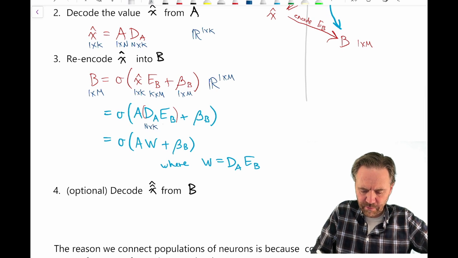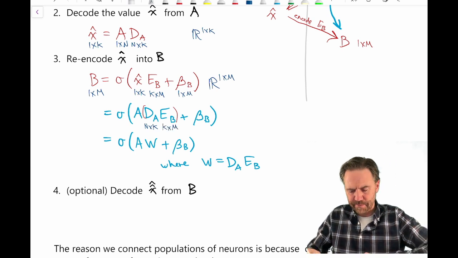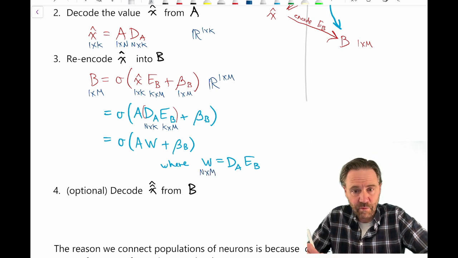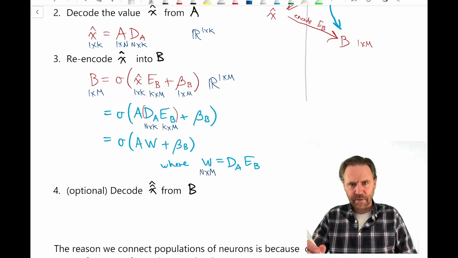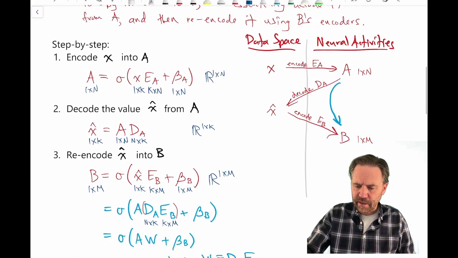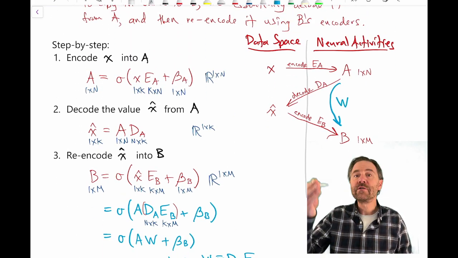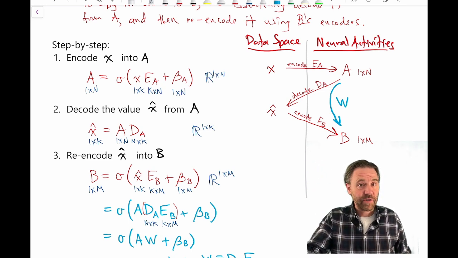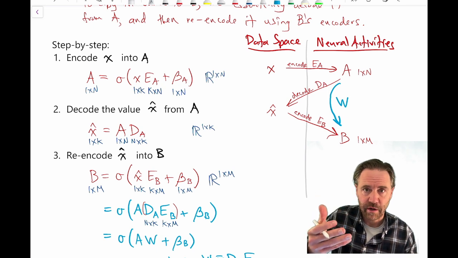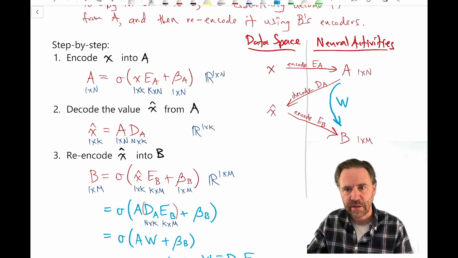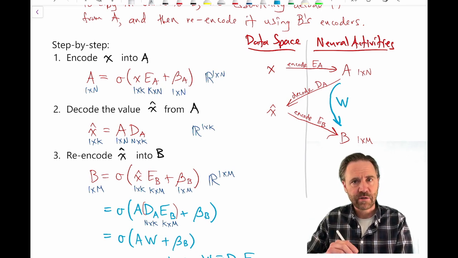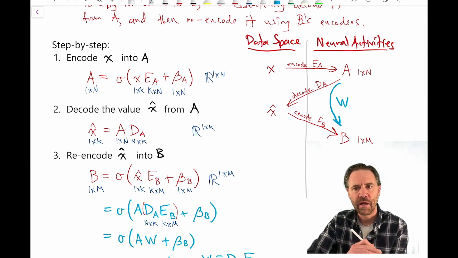The encoders for B were K by M. So that means W is N by M, which one might expect. So this W really is a set of connection weights that go from A directly to B. You don't actually have to decode x hat and store it somewhere and then re-encode it using the encoders of B. You can just multiply the activities in A by this weight matrix W directly to get the input current for the neurons in B.